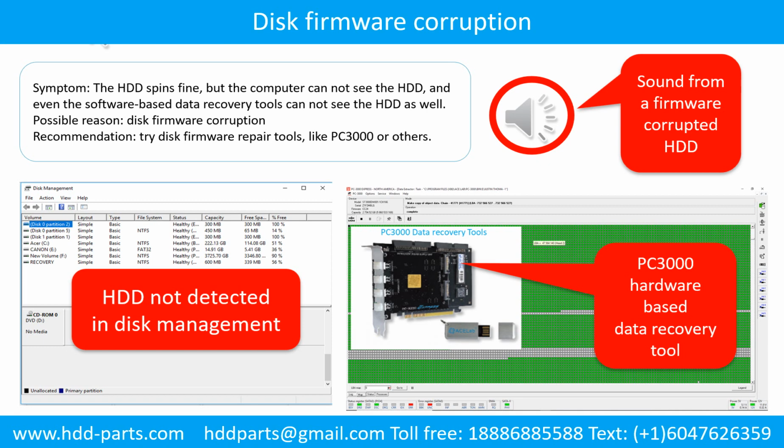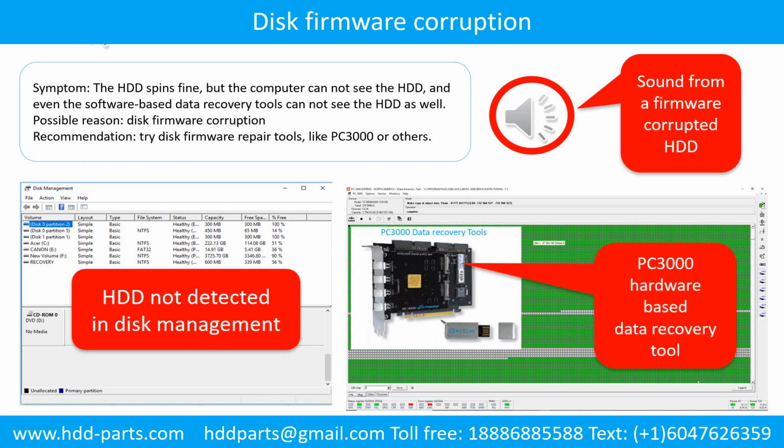Disk firmware corruption. Symptom: the hard drive spins fine, but the computer cannot see the hard drive, and even software-based data recovery tools cannot see the hard drive as well. Possible reason: disk firmware corruption. Recommendation: try disk firmware repair tools like PC3000 or others.